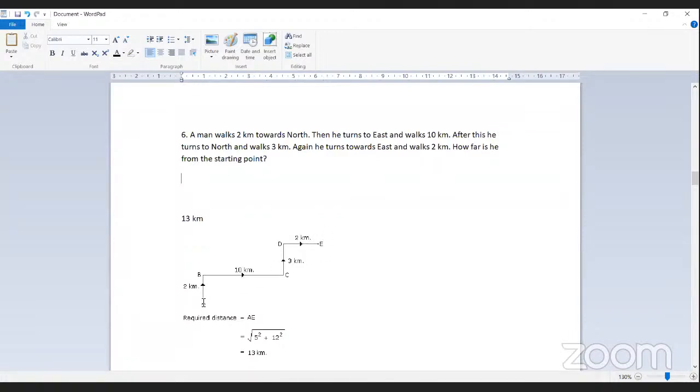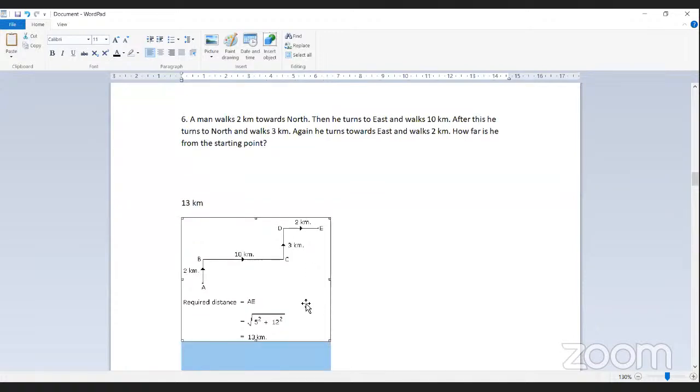Okay. So how do you calculate? Join A and E, then draw a perpendicular from E, a straight line. Okay. So suppose we name it O. This will be a right angle triangle, A, O, E. This is a right angle triangle. What will be this distance? 10 plus 2. Correct? This is 10 plus 2. Then this distance would be 3 plus 2, 5. Are you guys understanding what I'm saying? Yes, ma'am. Okay.